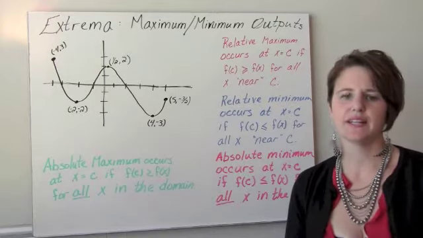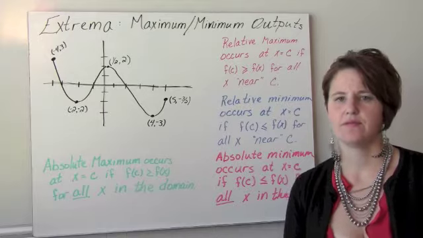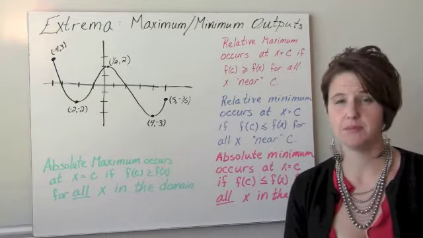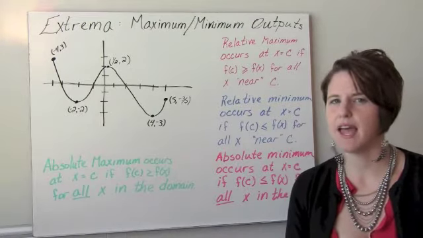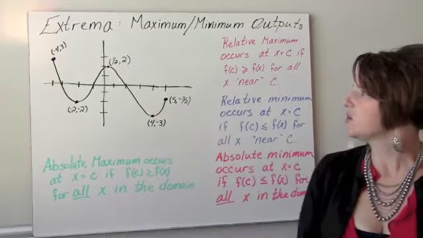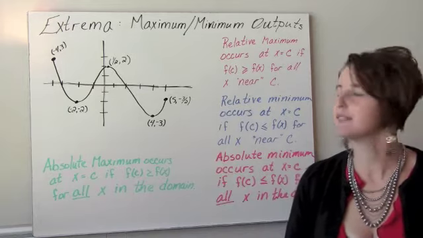In this lesson, we're going to talk about extrema of a graph of a function, which is talking about the maximums and minimums. And there are two types of extrema. We have relative and absolute. So let's just consider this graph that I've drawn here. We have a lot of curves and valleys and peaks.